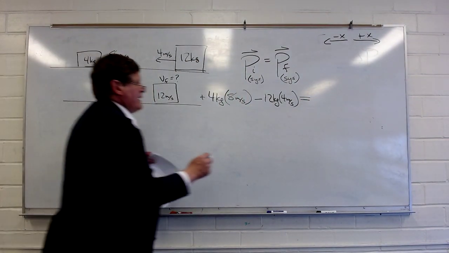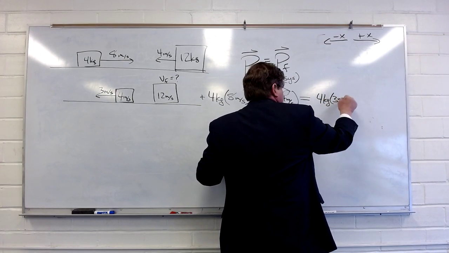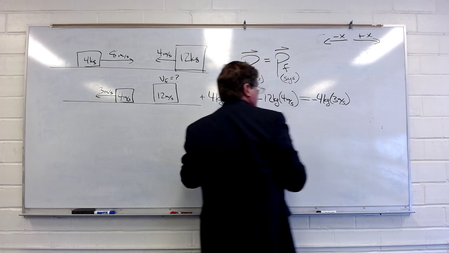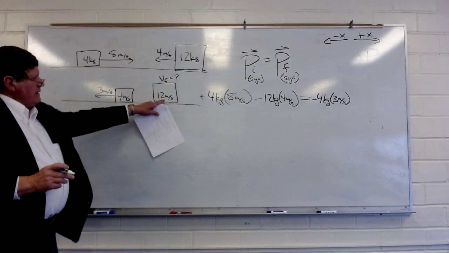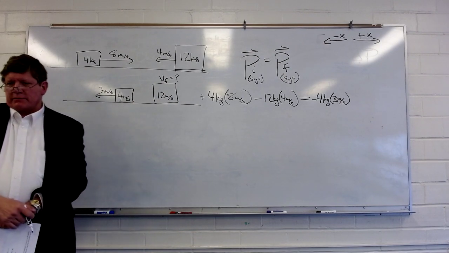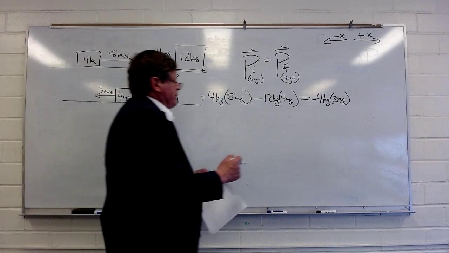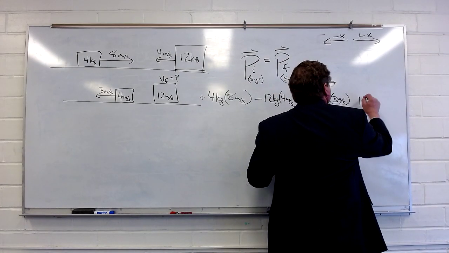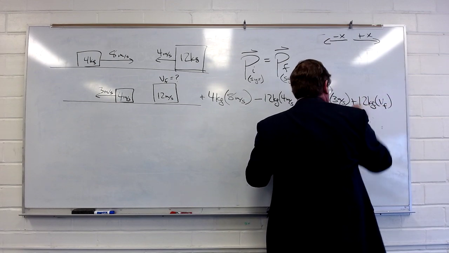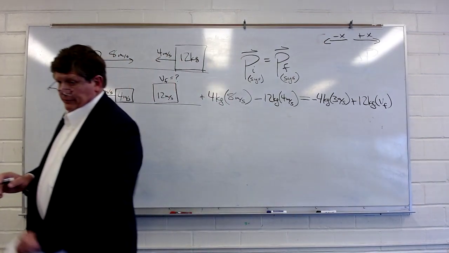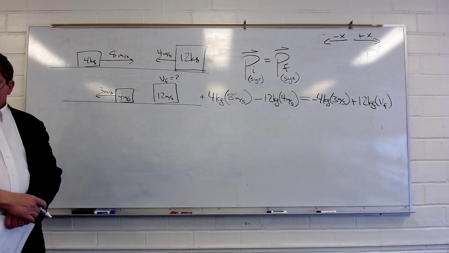There's the collision right there, that equal sign. After the collision, I have the 4 kilogram block moving at 3 meters per second, and it's moving to the left, so that's negative momentum. And I don't know whether that 12 kilogram block is moving to the left or the right, so I'm just going to make that a positive variable: 12 kilograms times V final. I'm going to assume that it's positive.